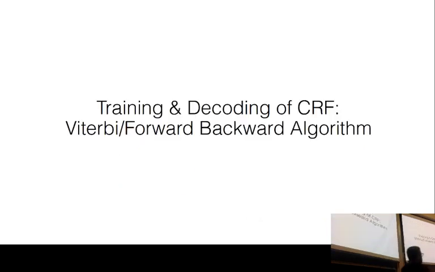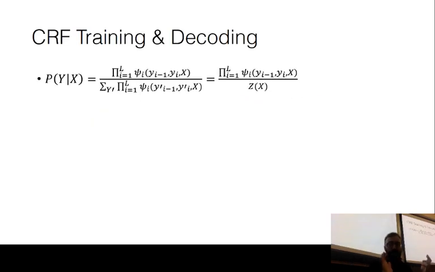So how do we train and decode with CRFs? Who has seen the forward-backward algorithm before? Awesome. And I guess it's the same for the Viterbi algorithm, right? So this will be easy to follow. Again, this is the same as before, with the probability of a given output sequence given an input X, which is basically this fraction. And the top thing is easy to compute, right?